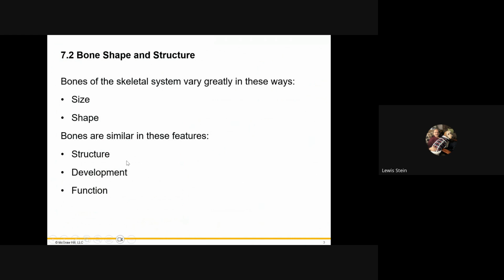And so they all have similar structures, not identical structures, but similar structures. The development is very, very similar. There's really only two ways that bone develops. Bone develops from a cartilaginous shell, and that's nearly all of our bones, all of our extremity bones. They develop from a cartilaginous shell. It's made out of something called hyaline cartilage.